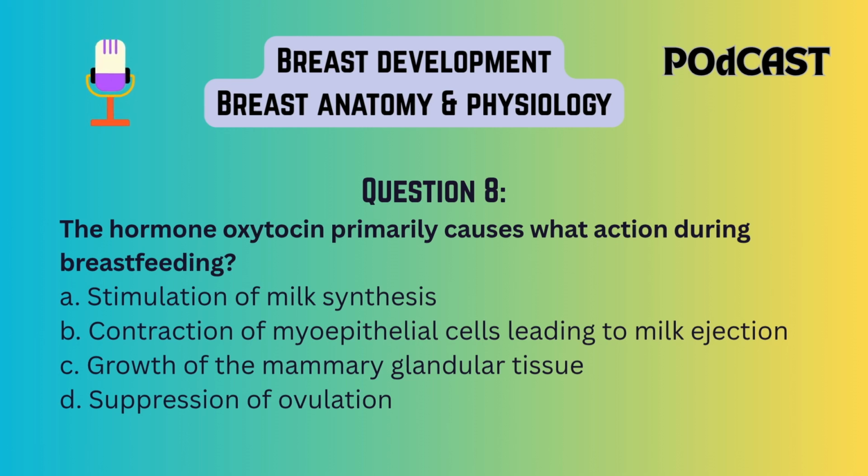A, stimulation of milk synthesis. B, contraction of myoepithelial cells leading to milk ejection. C, growth of the mammary glandular tissue. D, suppression of ovulation. The primary action of oxytocin here is B, contraction of myoepithelial cells leading to milk ejection.